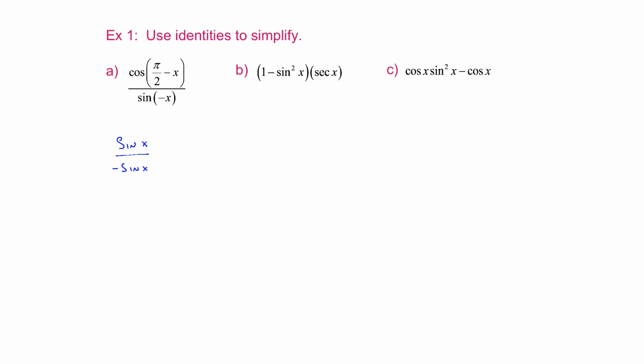The sine of x is canceled, and you're left with 1 divided by negative 1, which is negative 1. On the next example, we have 1 minus sine squared of x times secant of x. So 1 minus sine squared of x looks like the Pythagorean identity.